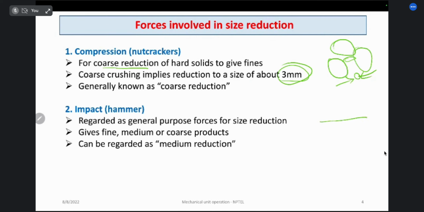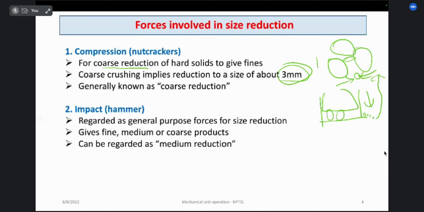Another thing is impact, hammering. Think of the basic hammering force, where a hammer is hammering big particles continuously, and then you will get smaller particles, which will always be finer than in the compression size reduction operation. So whenever you go for the hammering or impact force, it will provide much higher size reduction than compression.